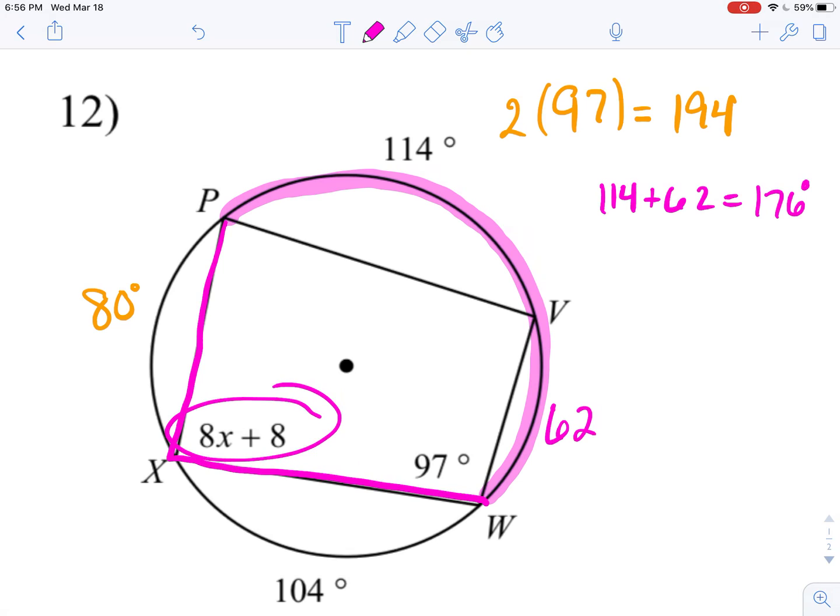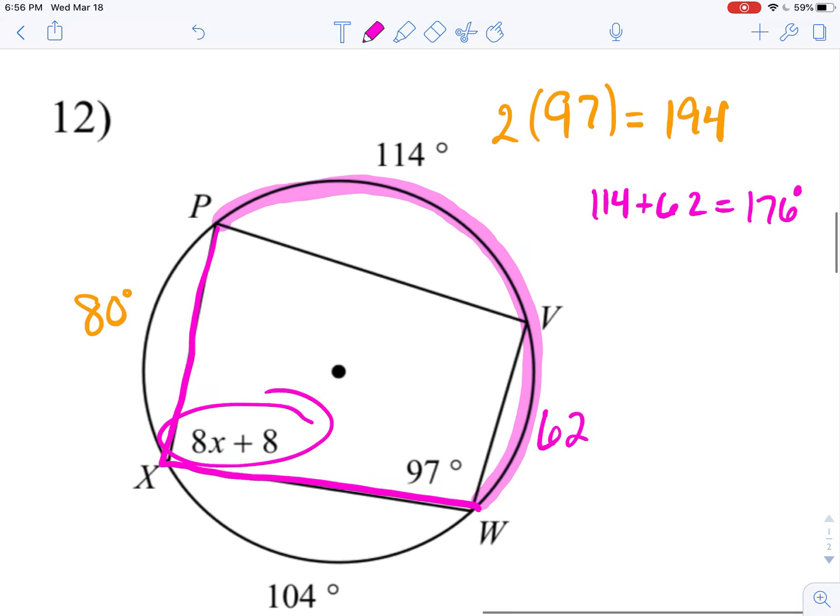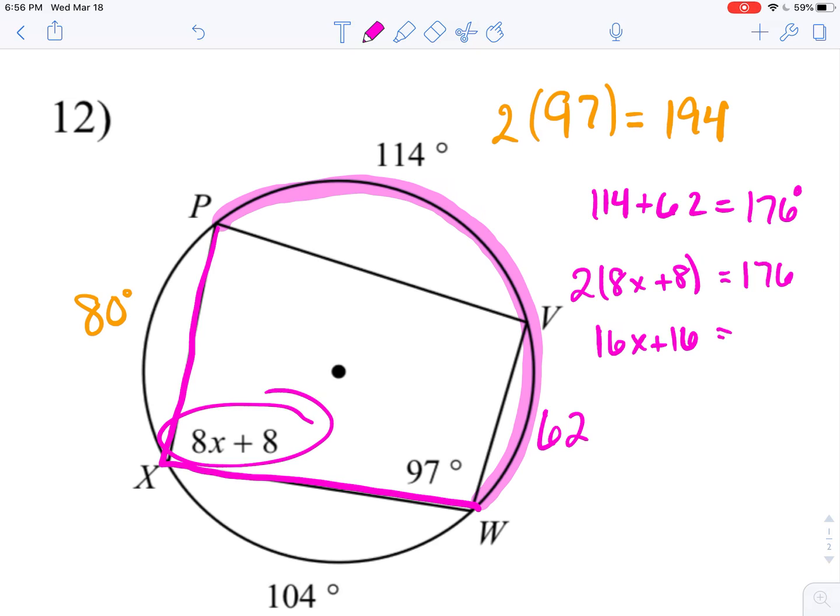And I know that's got to be double this inscribed angle. So double 8x plus 8, or 2 times 8x plus 8 equals 176. So 16x plus 16, don't forget to distribute. It's 176 minus 16 on both sides. 16x is 160, and x is 10.